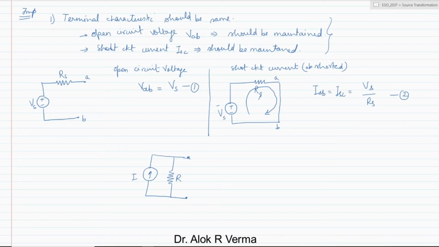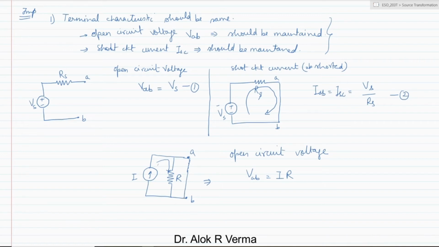So when we short this A and B, what is the open circuit voltage? In this case, the open circuit voltage is nothing but the voltage which is appearing across this, and the total current will go into the R. So VAB is nothing but I into R in this case. Fine. Now what is the short circuit current? If we short this AB, now the full current will go into this.